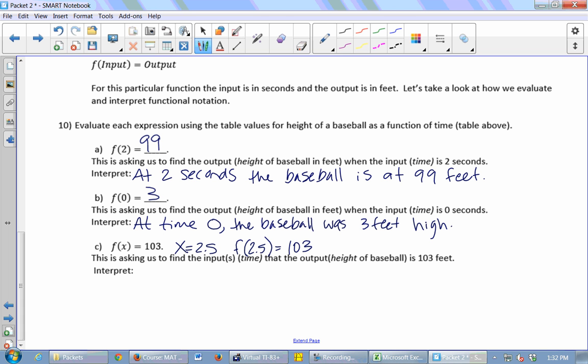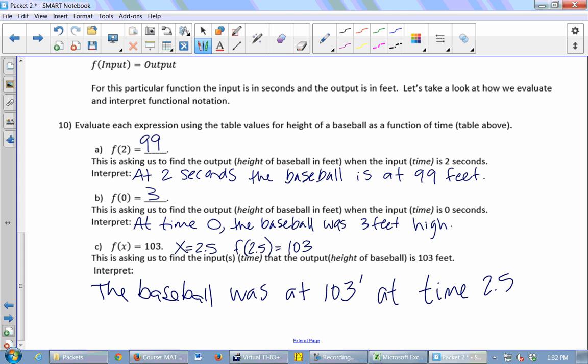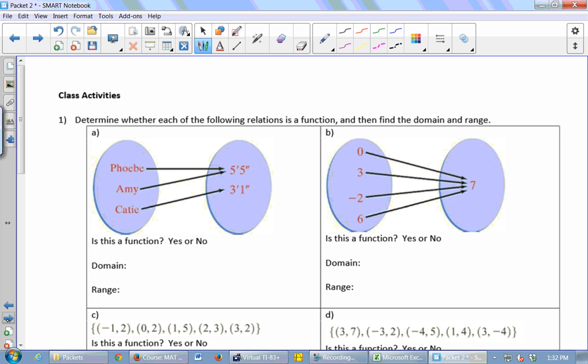And this was asking us to find the time that the height of the baseball was 103 feet. So you would say the baseball was at 103 feet at time 2.5 seconds. All right, so that's enough for you to get started on your activities.